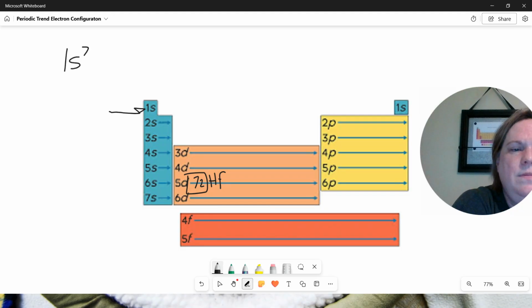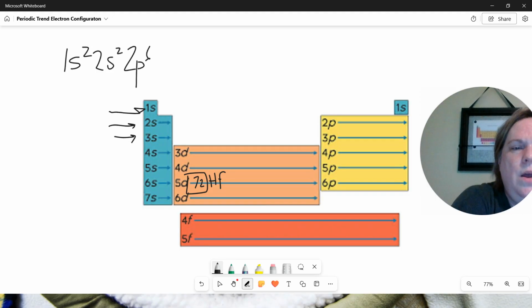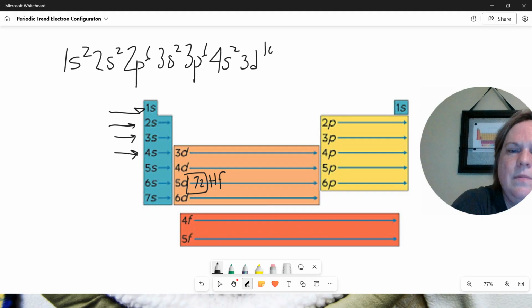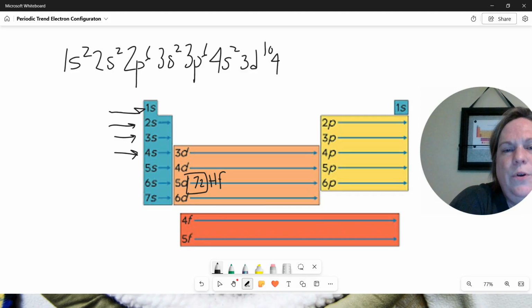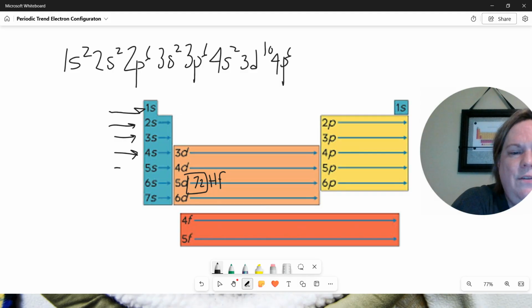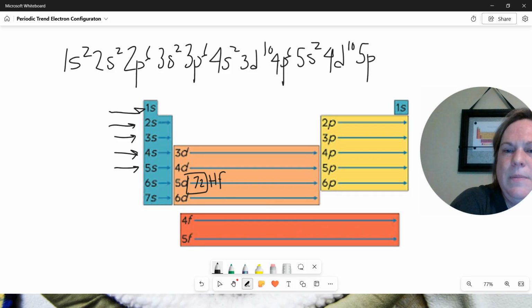So I'm going to have 1s2, and then I'm going to go to row 2, 2s2, 2p6, then the third row, 3s2, 3p6, fourth row, 4s2, 3d10, 4p6, then the fifth row, it's going to be 5s2, and then 4d10, then 5p6.